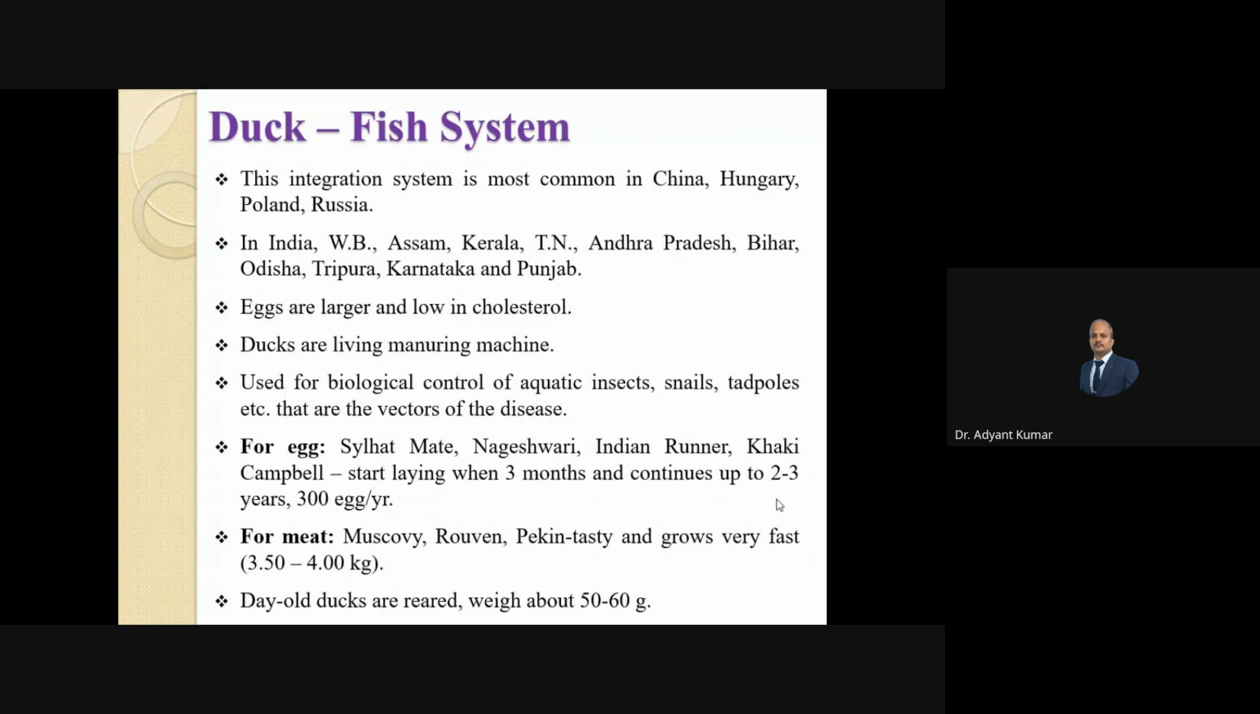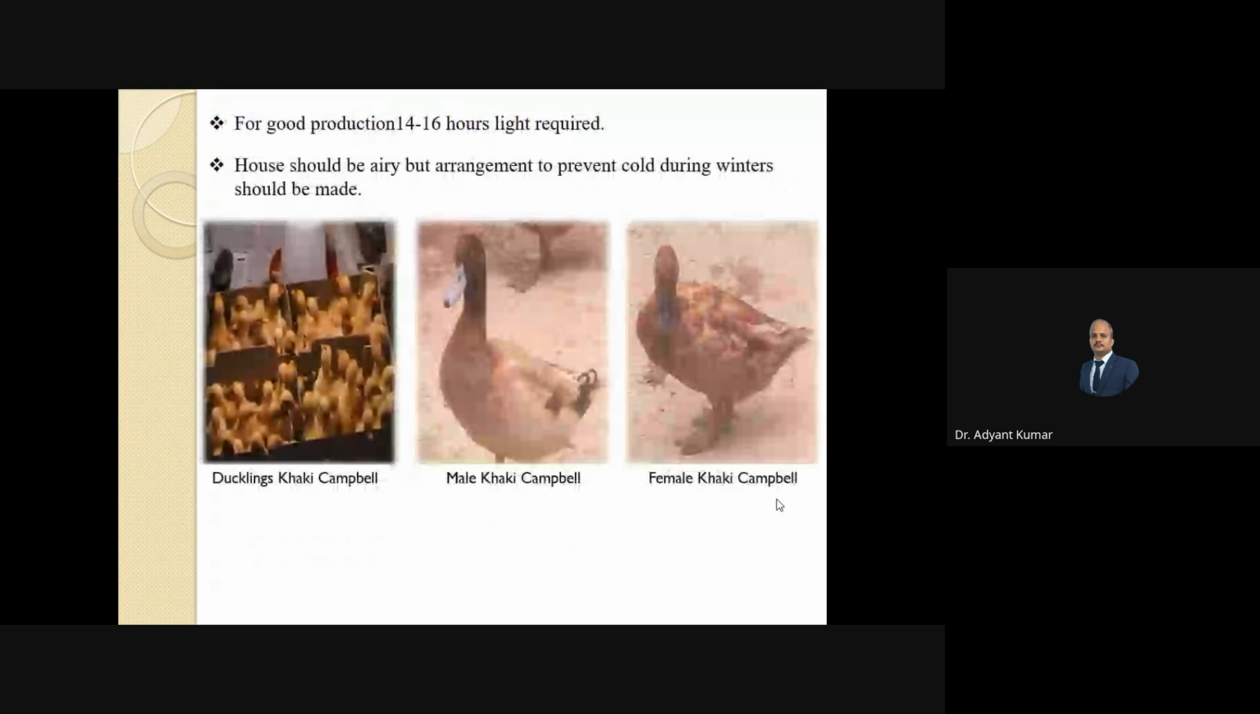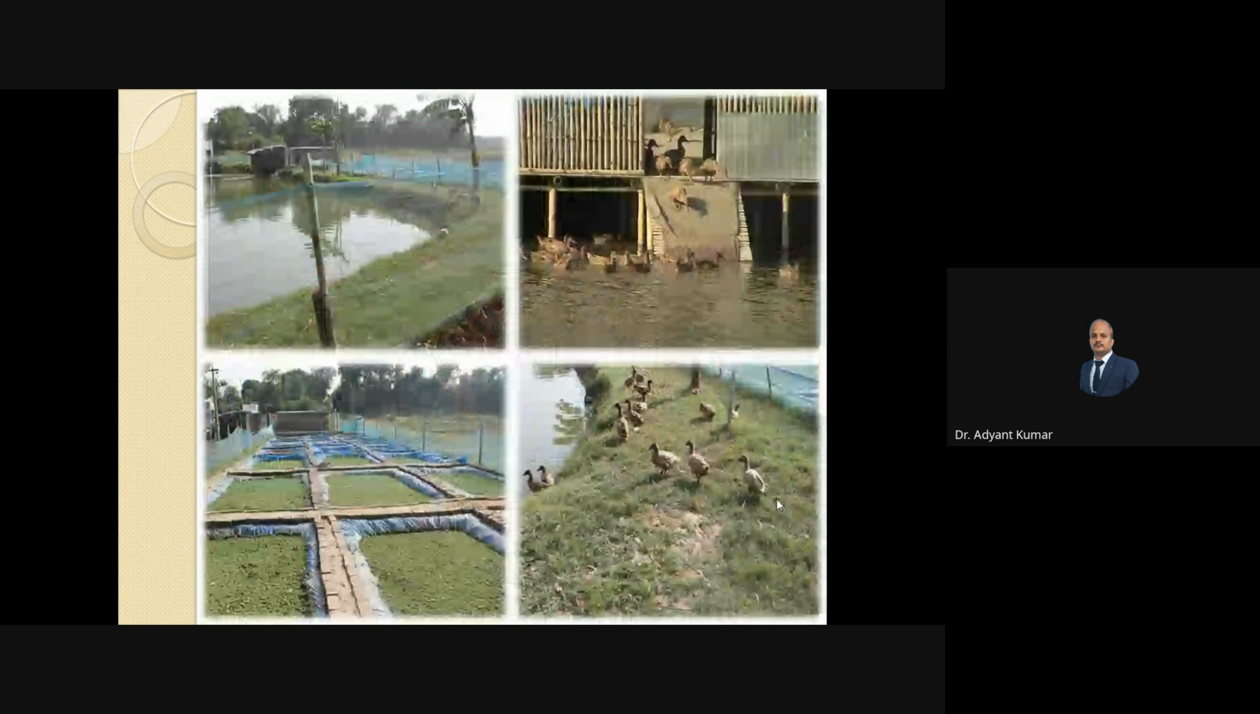Duck rearing: one day old ducklings are reared, which weigh about 50 to 60 grams. For good production potential, 14 to 16 hours of light is required, and the house should be airy, but arrangement to prevent cold during winters should be made.